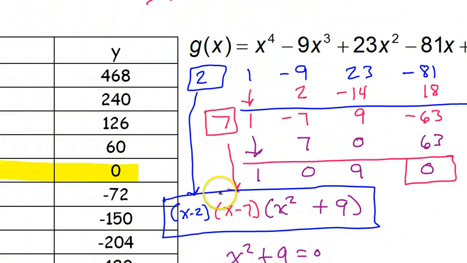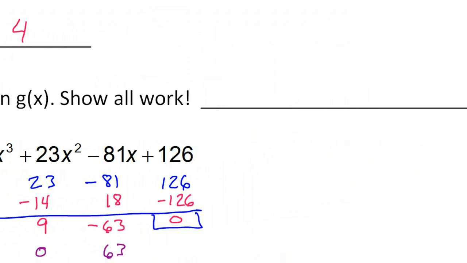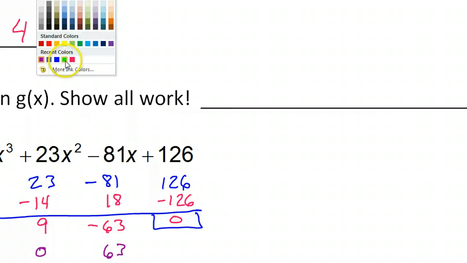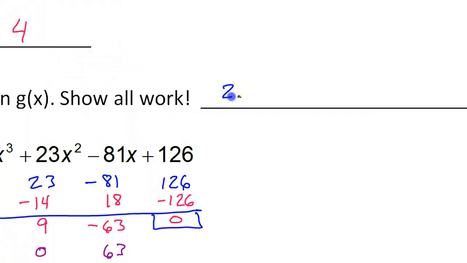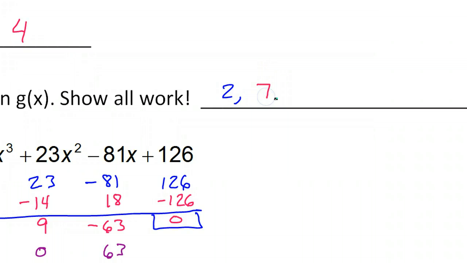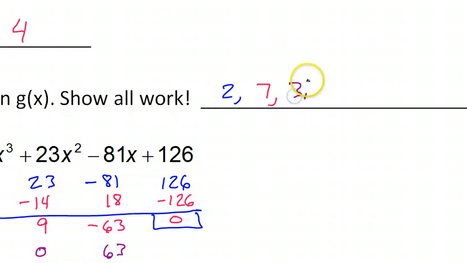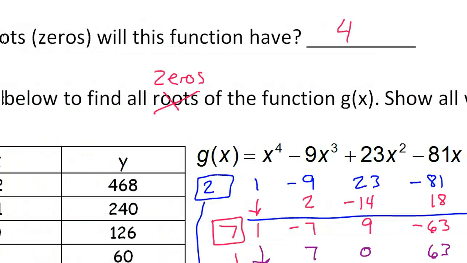So if we're going to list all the zeros, right off the chart, we had 2 and we had 7. But then now we also have 3i and negative 3i. So those are the 4 zeros we were looking for.